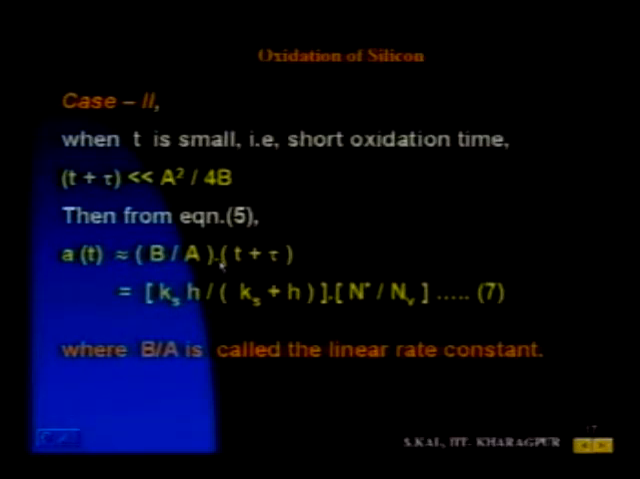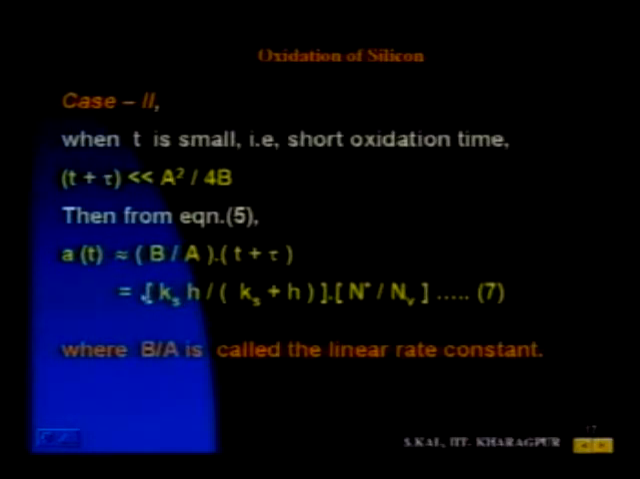At equal to b by a into t plus tau. Now if you replace b and a by their substitutions, then this is equal to at equal to ks h into ks plus h into n star by nv. That means in the second case, when t is small, we found that at any instant of time t, the thickness of the oxide is equal to ks h by ks plus h into n star by nv, which is not dependent on capital D.